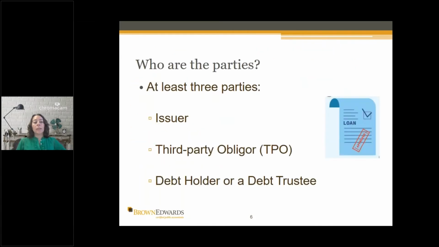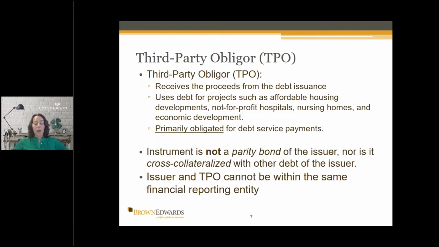So who are the three parties in a conduit debt obligation arrangement? The issuer, which is usually a county, a city, or an economic development authority. A third-party obligor, which is usually a developer or maybe a nonprofit. And the third is a debt holder or debt trustee. The third-party obligor is the one who receives the actual proceeds from the debt issuance. They use the debt for projects such as affordable housing developments, not-for-profit hospitals, nursing homes, and economic development projects that are in the public interest. They are primarily obligated for the debt service payment.